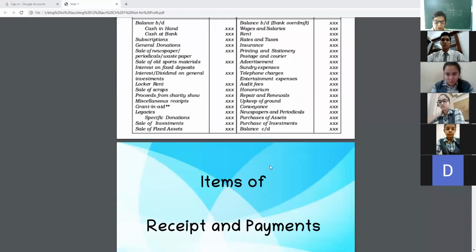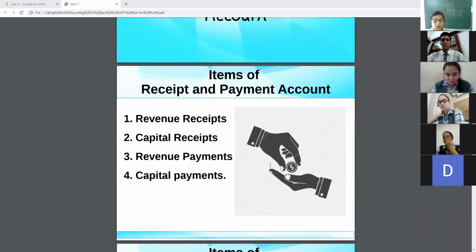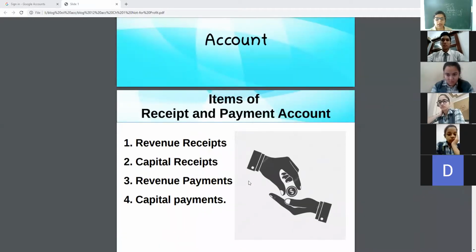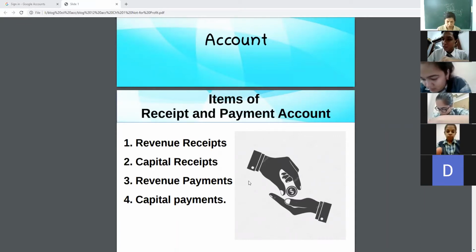Don't enter non-cash items. Now, what are the items of the receipt and payment account? Note down, my dear children. Items of receipt and payment accounts. First is revenue receipts. Second is capital receipts. Third is revenue expenditures, or you can say revenue payments. And fourth is capital payments.